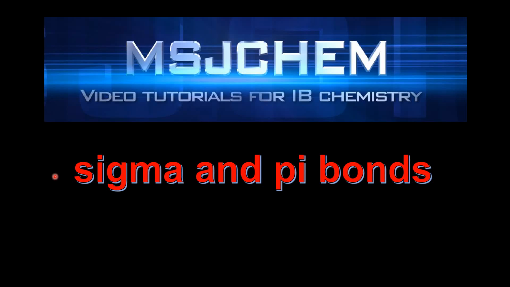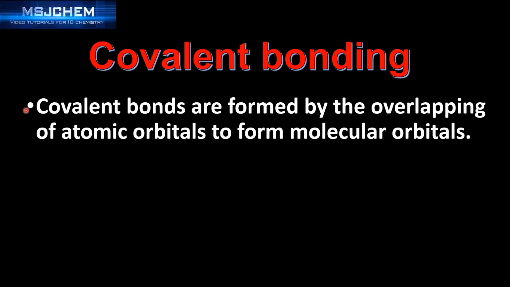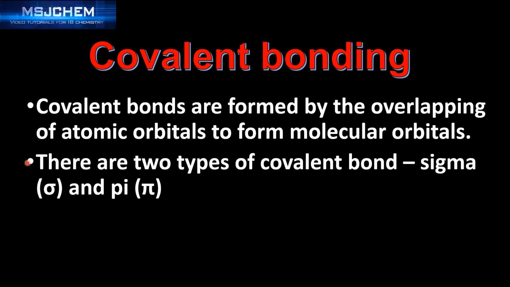This is MSJ Chem, and in this video I'm going to look at sigma and pi bonds. Covalent bonds are formed by the overlapping of atomic orbitals to form molecular orbitals. There are two types of covalent bond, sigma and pi. And next we'll have a look at the formation of both sigma and pi bonds.